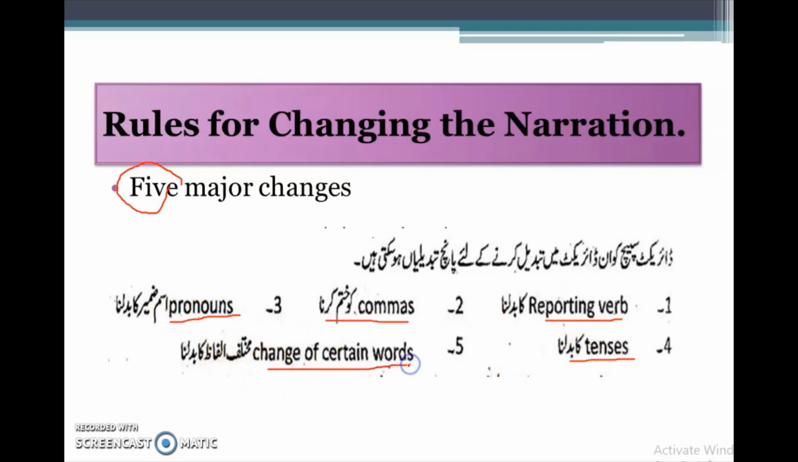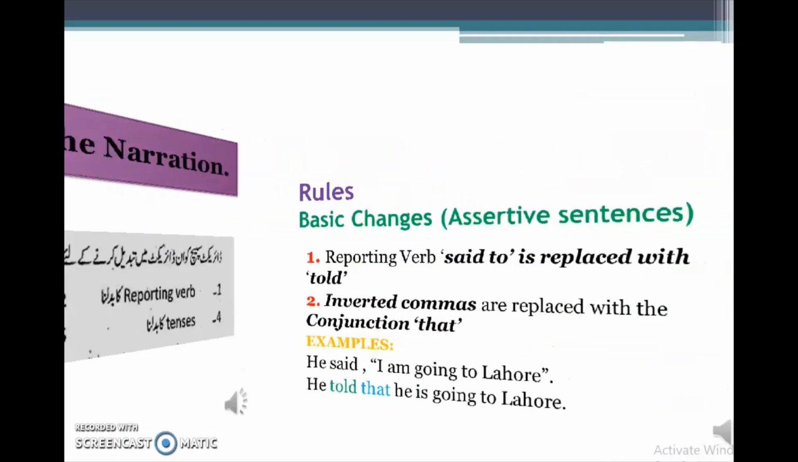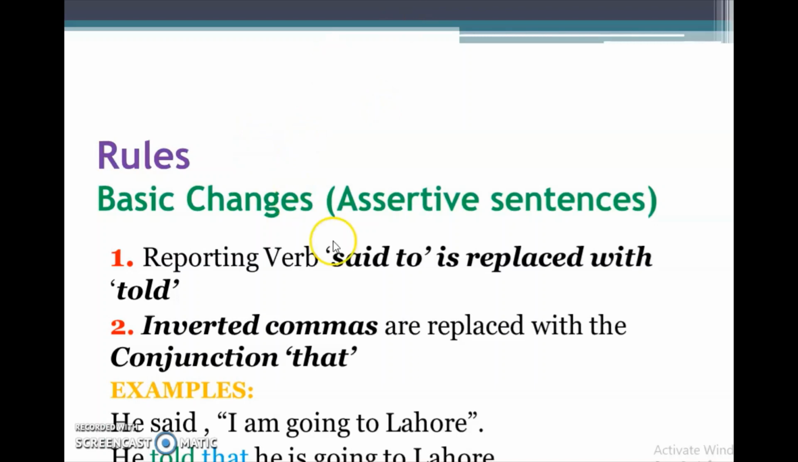There are certain words that we must change while changing a sentence from direct narration into indirect narration. Let's discuss these rules or points in detail. First, there are basic rules.